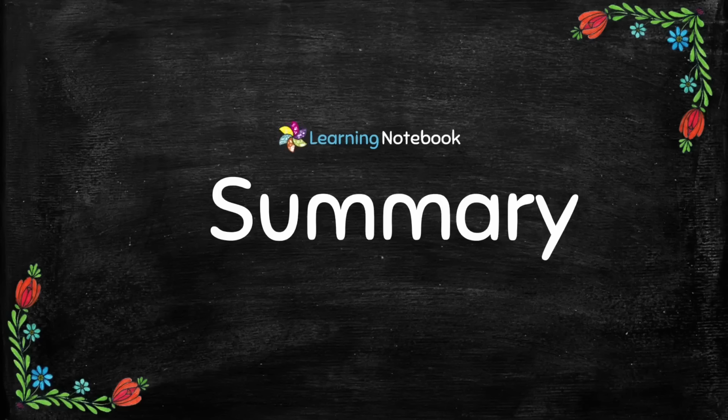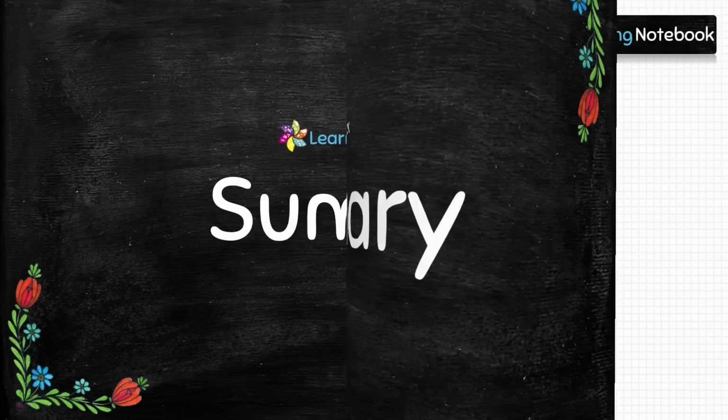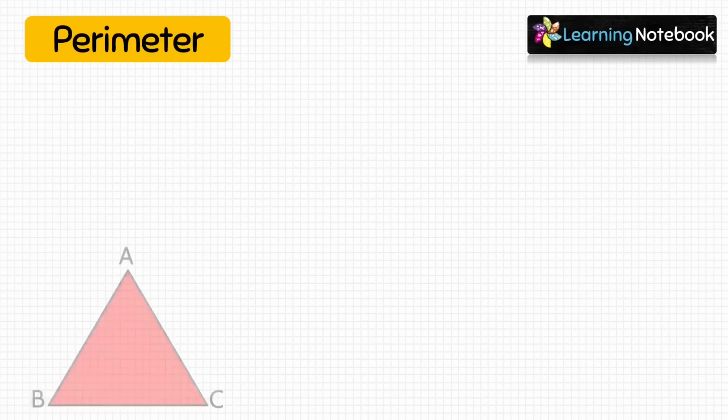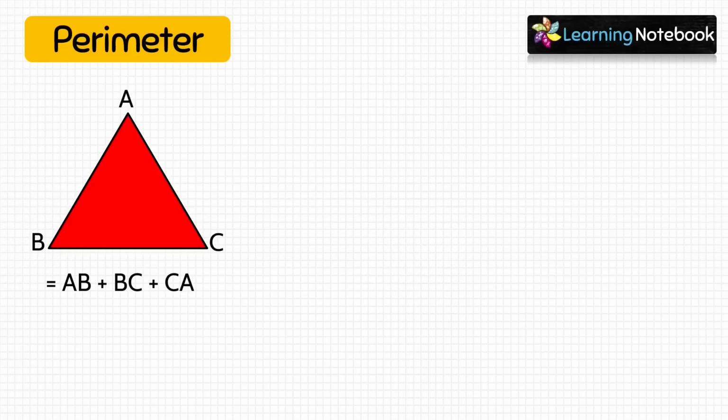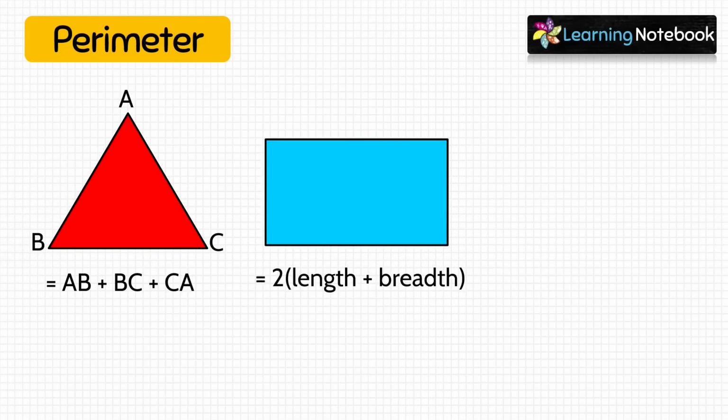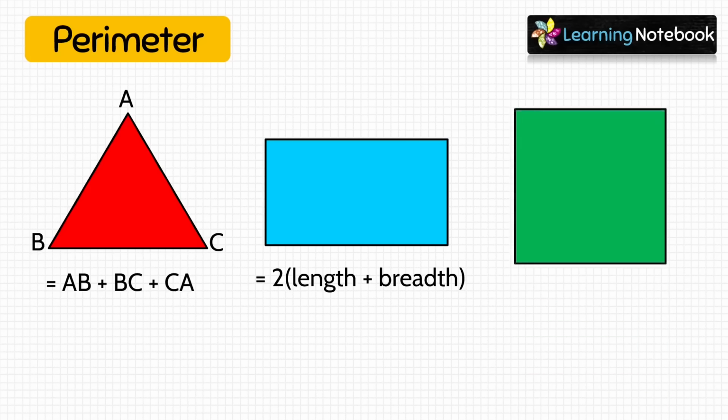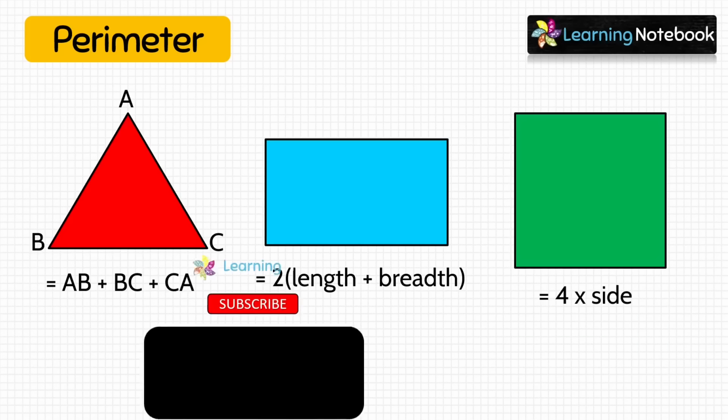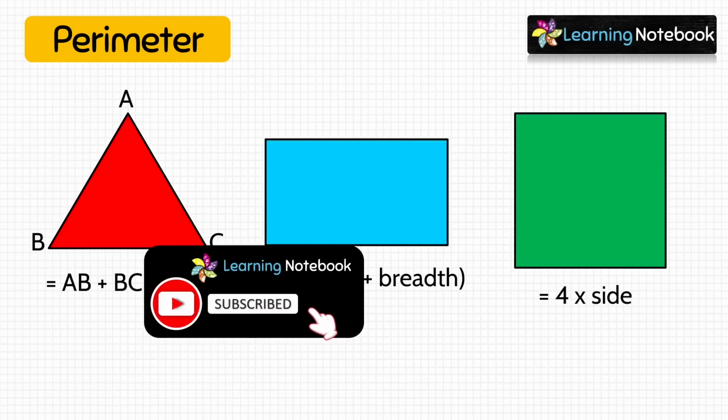Now let's summarize what we have learned so far. Perimeter of a triangle equals to AB plus BC plus CA. Next, perimeter of a rectangle equals to 2 into length plus breadth, and perimeter of a square equals to 4 into side.